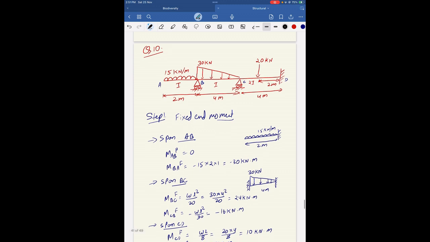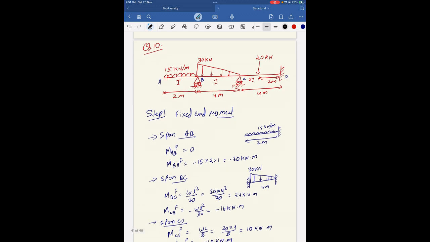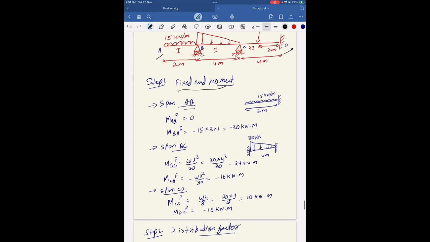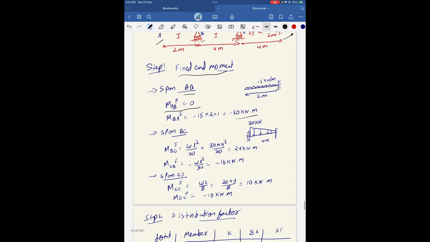Now we'll see question number 10. Here A is open, B is a pin roller, C is a pin roller and D is a fixed joint. So for this find the fixed moment. At span AB, one end is open, one end is fixed. So for AB, the fixed moment is 0 and BA fixed moment is negative 30.